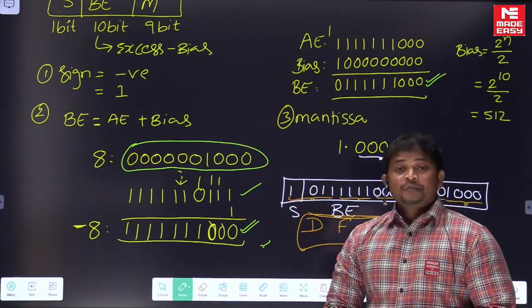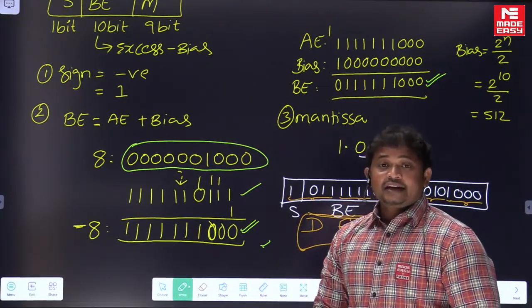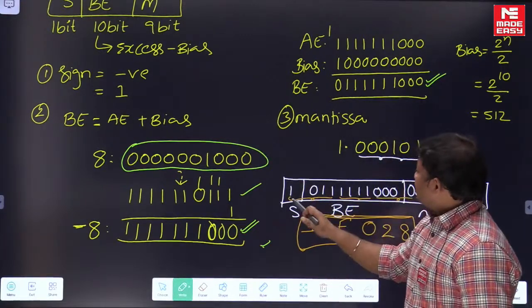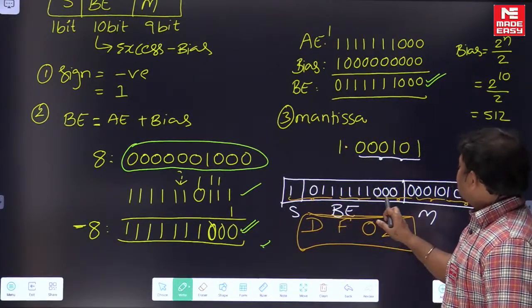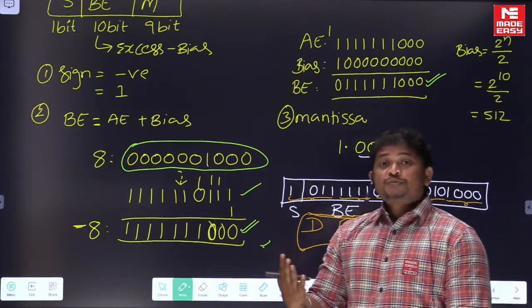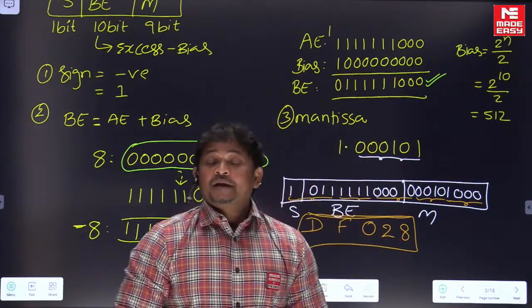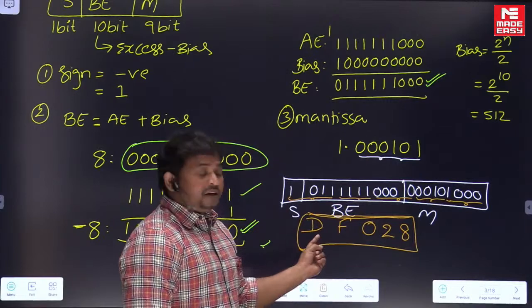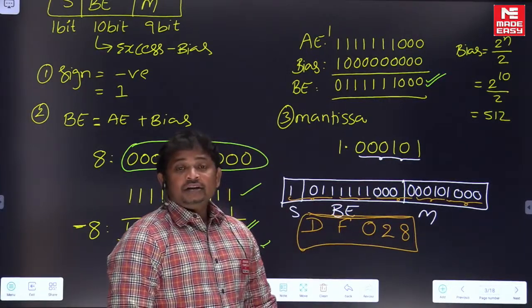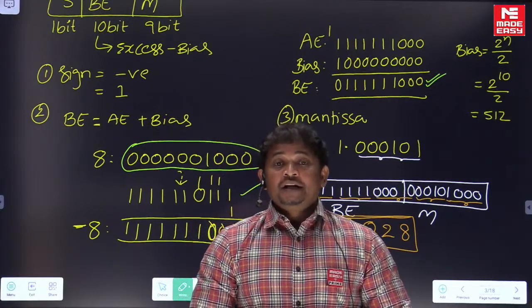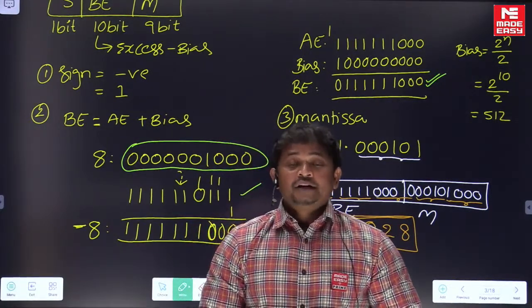1.00101. That is the normalized Mantissa. So we take the normalized value 1.m. Okay, so sign is 1, the BE value is substituted here. For the Mantissa, only the fraction part is substituted, and zeros padding takes place at the LSB because of the fraction. Later 4 bits are grouped, and the value becomes DF028. This is the hexadecimal equivalent when the data is stored in the memory using the given floating point format.